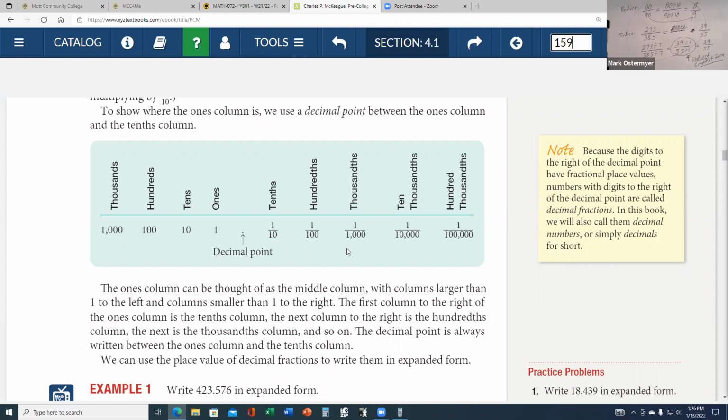All right. 1/1,000th is 1/1,000th the size of one whole. You need 1,000 1,000ths just to make one whole. So one whole is 1,000 times bigger than 1/1,000th. One whole is 10,000 times bigger than 1/10,000th. Okay. Any questions about those decimal place names there?